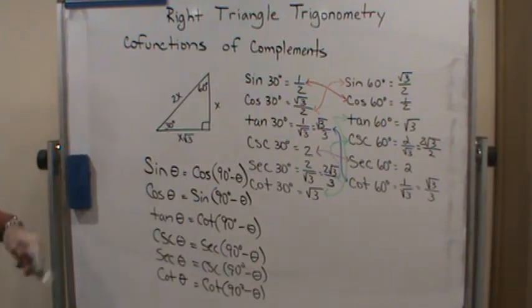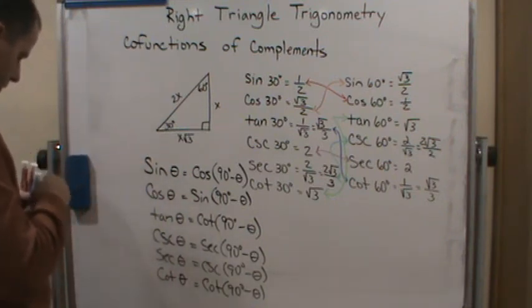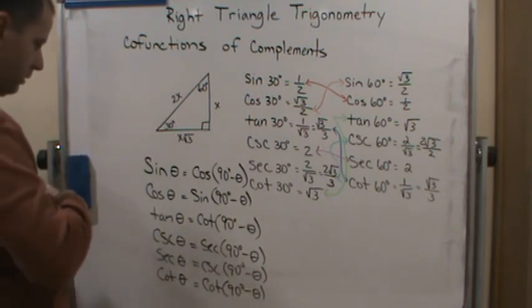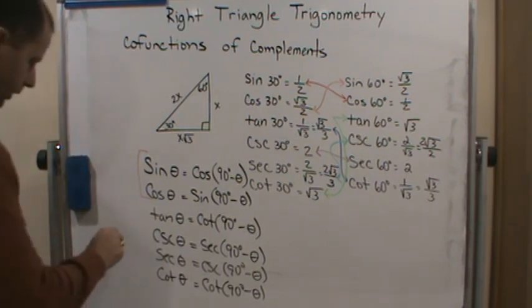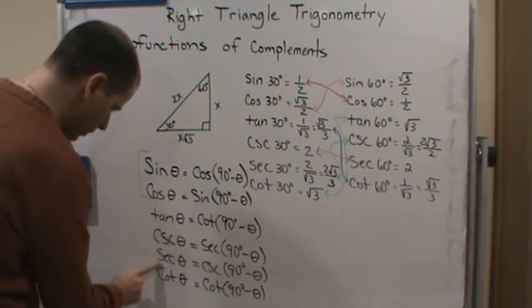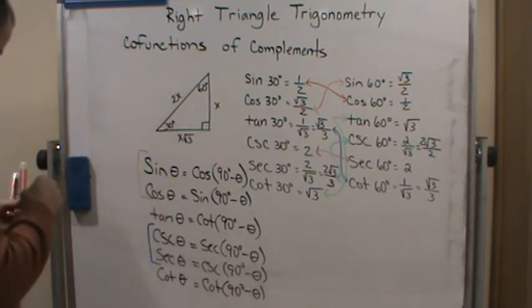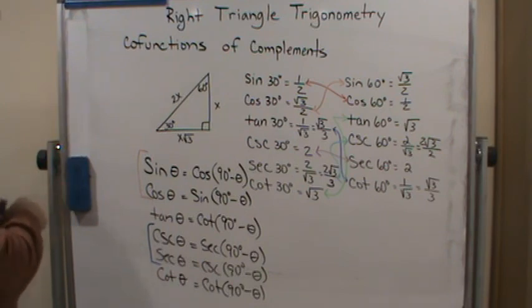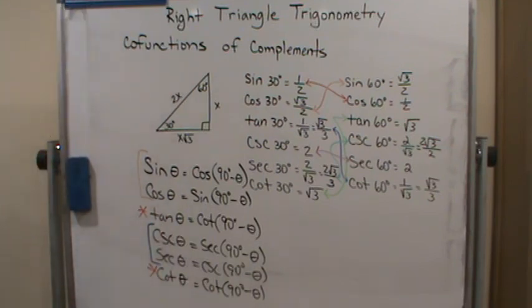Okay, so the cofunction identities, right? Notice that we have these two, and then we have these two. These two, and then of course we have those two. Okay.